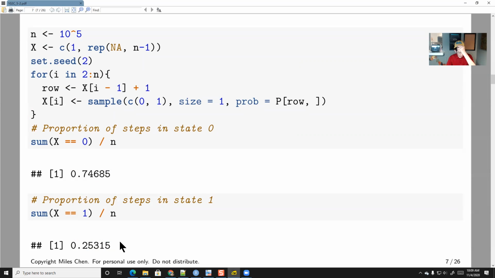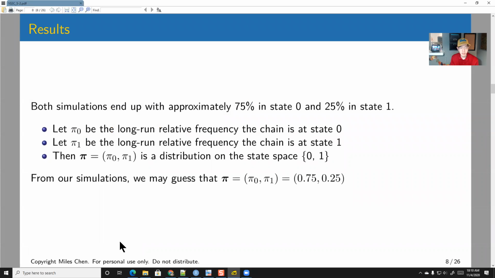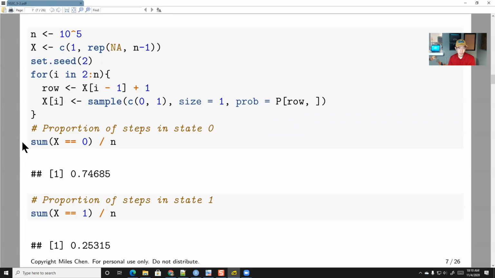I know we only did 2 examples here, but if you did this multiple times, each with a different starting state and a different seed, you're going to get similar results. I promise, if you did even more of these, you're going to end up with approximately 75% of your times in state 0, and around 25% in state 1. So asymptotically, in the long run, what is this value going to be?